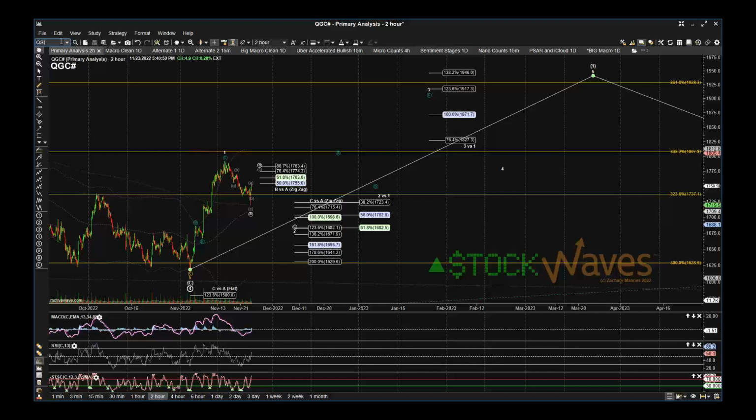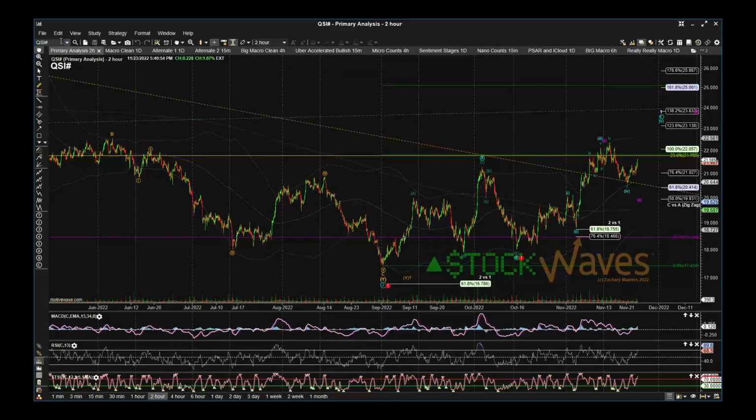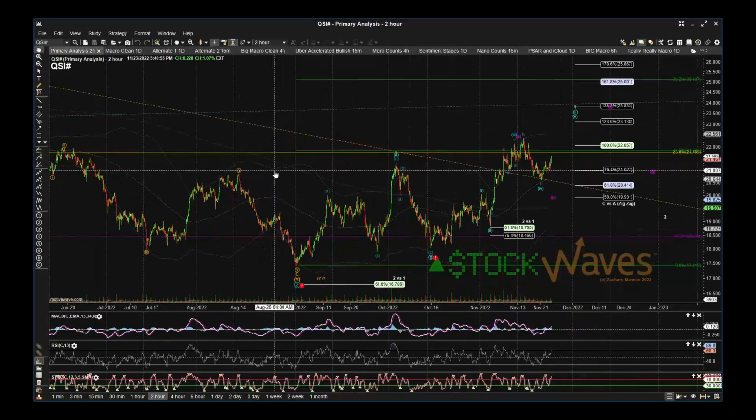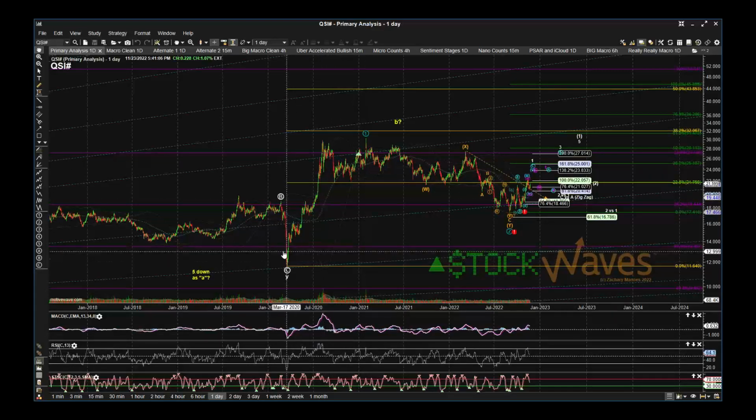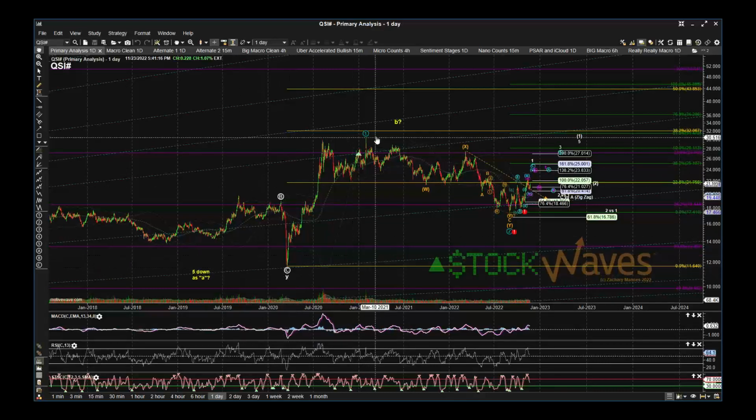Now moving on to silver, that's QSI, my continuous contract. Silver is very different because it is not a fourth wave here off of the June 2020 high. It made a substantially lower low, a much more significant low that could not have been part of a bigger bullish trend. Maybe this is the start of something else much more bullish.